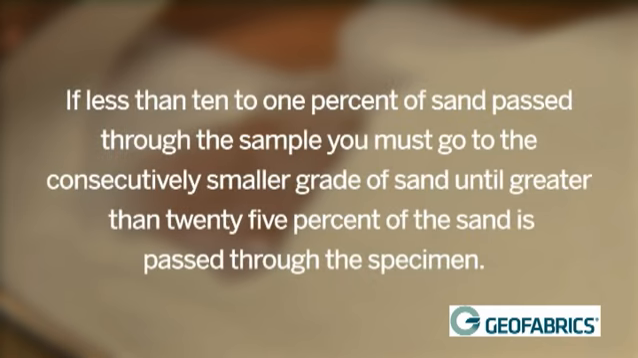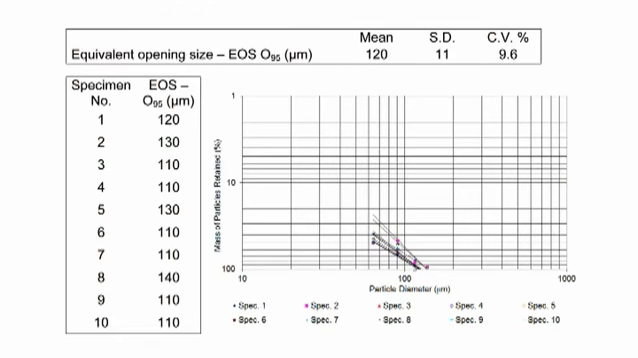If less than 10 to 1% of sand passed through the sample, you must go to the consecutively smaller grade of sand until greater than 25% of the sand is passed through the specimen. The percentages passing at each grade are graphed against the midpoints of each grade. The grade of sand required to have 95% retained is extrapolated from the graph for each of the 5 specimens.